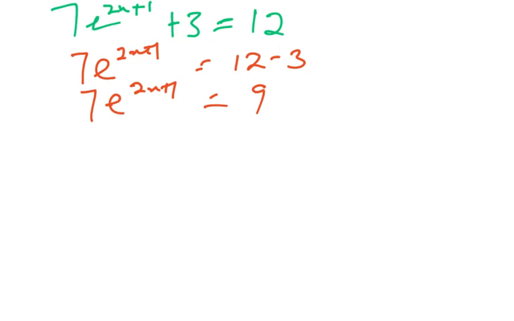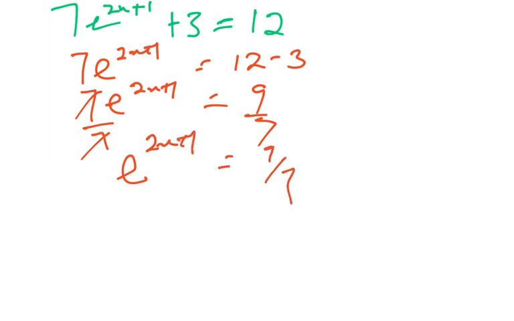So we are going to make the e exponent 2x plus 1 the subject here. So we are going to divide through by 7. So 7 here, we cancel this one. We are going to get e exponent 2x plus 1 is equal to 9 on 7.